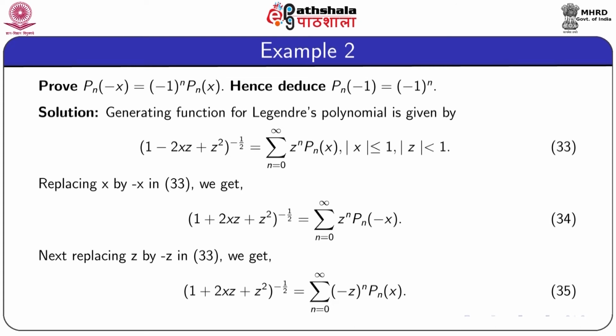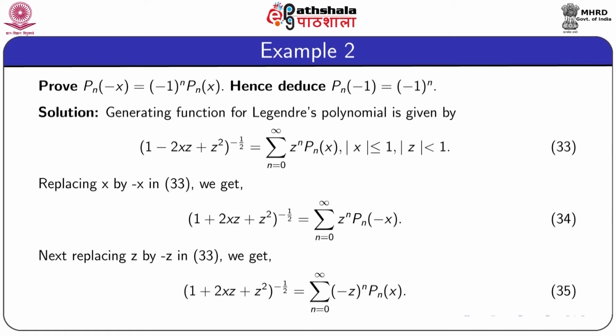In our second example, we have to show that P_n(-x) is equal to (-1)^n P_n(x). Again, we start with the generating function for the Legendre's polynomial, which is given by equation number 35. What you do here is, first you replace x by -x in 35, and if you do that, you will be getting (1 + 2xz + z^2)^(-1/2) equal to summation n equal to 0 to infinity z^n P_n(-x), given by equation number 36.